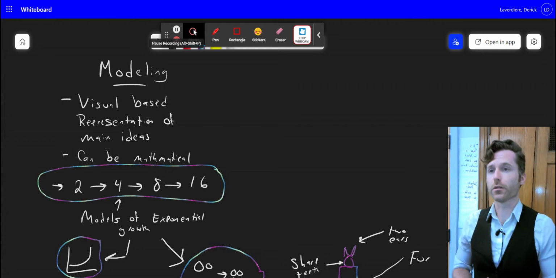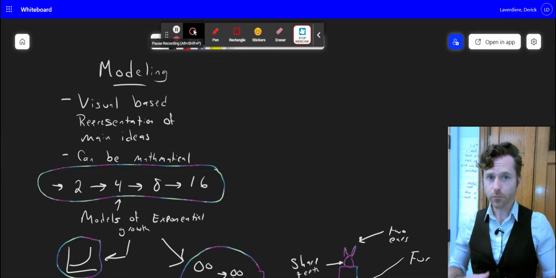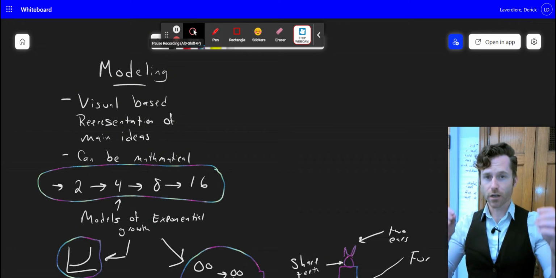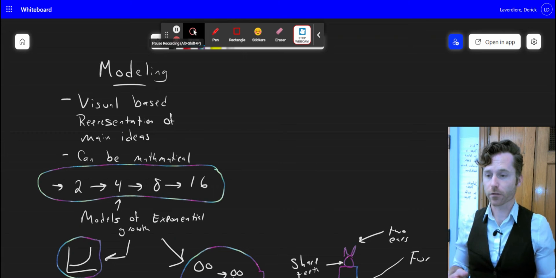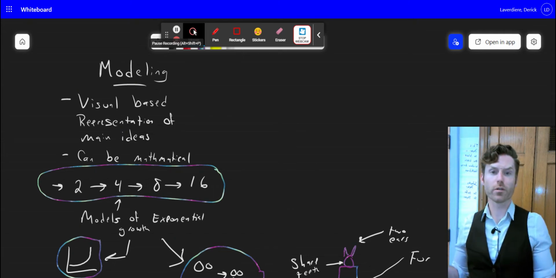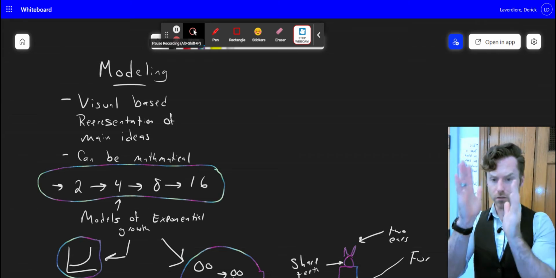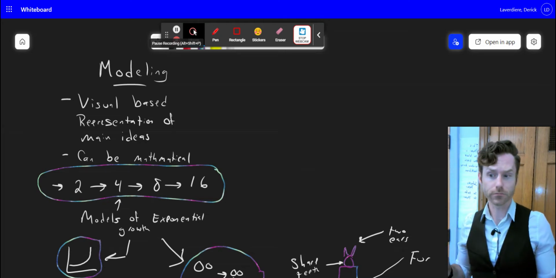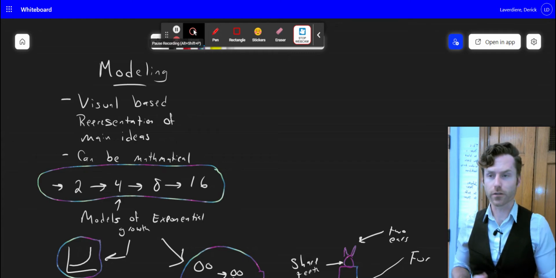And so when I ask you to make a model, what I'm asking for is a straightforward, visual-based, simple representation of a complex idea. So it's basically taking something that would take 2 or 3 pages of writing, and I'm asking you to show it to me in one little blurb of expression. Very often these will look like drawings. Most of your models will probably be some sort of drawing.